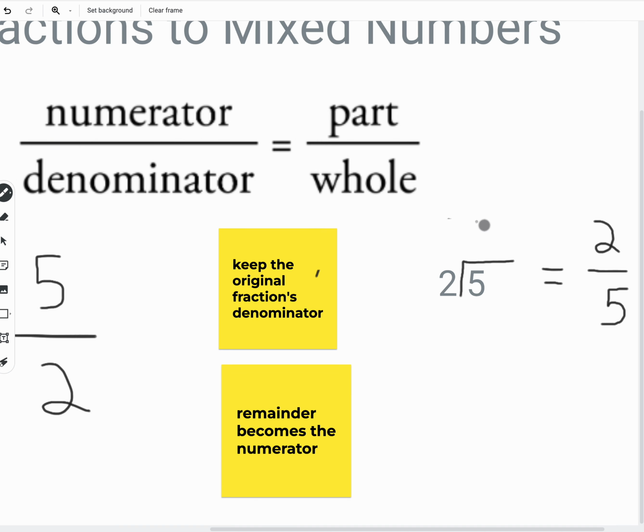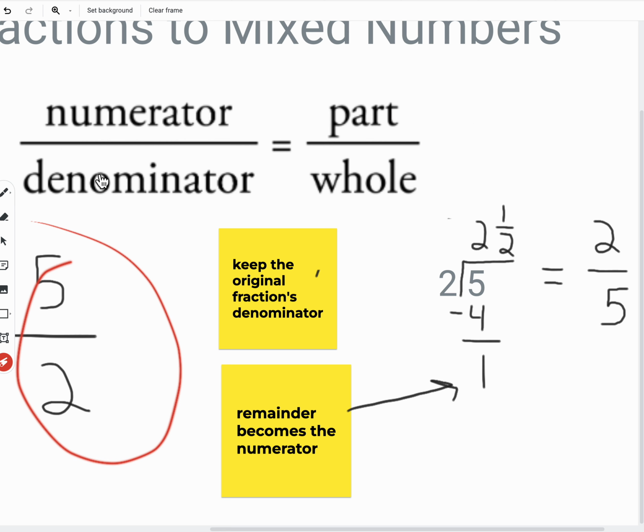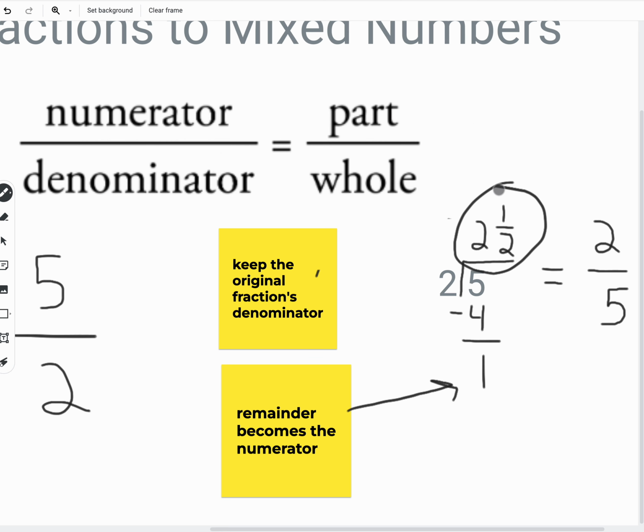2 will go into 5 twice, with 1 left over. One will become our numerator. Two will become our denominator. 5/2 can be rewritten as 2 1/2. This is the mixed number. A mixed number will include the whole number along with the fraction. 5/2 can be rewritten as 2 1/2 as a mixed number.